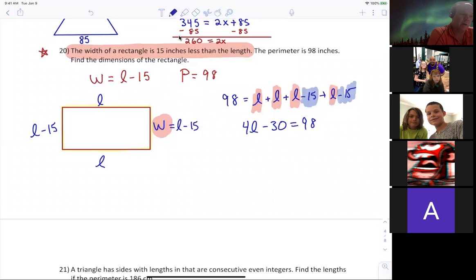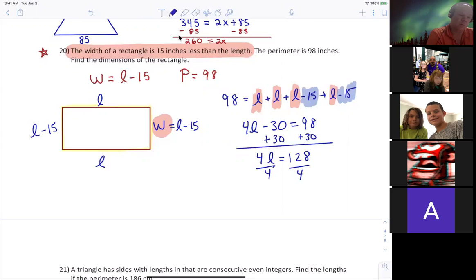Now, we add 30 to both sides. So I have 4L equals 128. And now what do I do to both sides? Divide by 4. So L equals, 4 goes into 12 3 times, 4 goes into 8 2 times. That's right. So the length is 32.